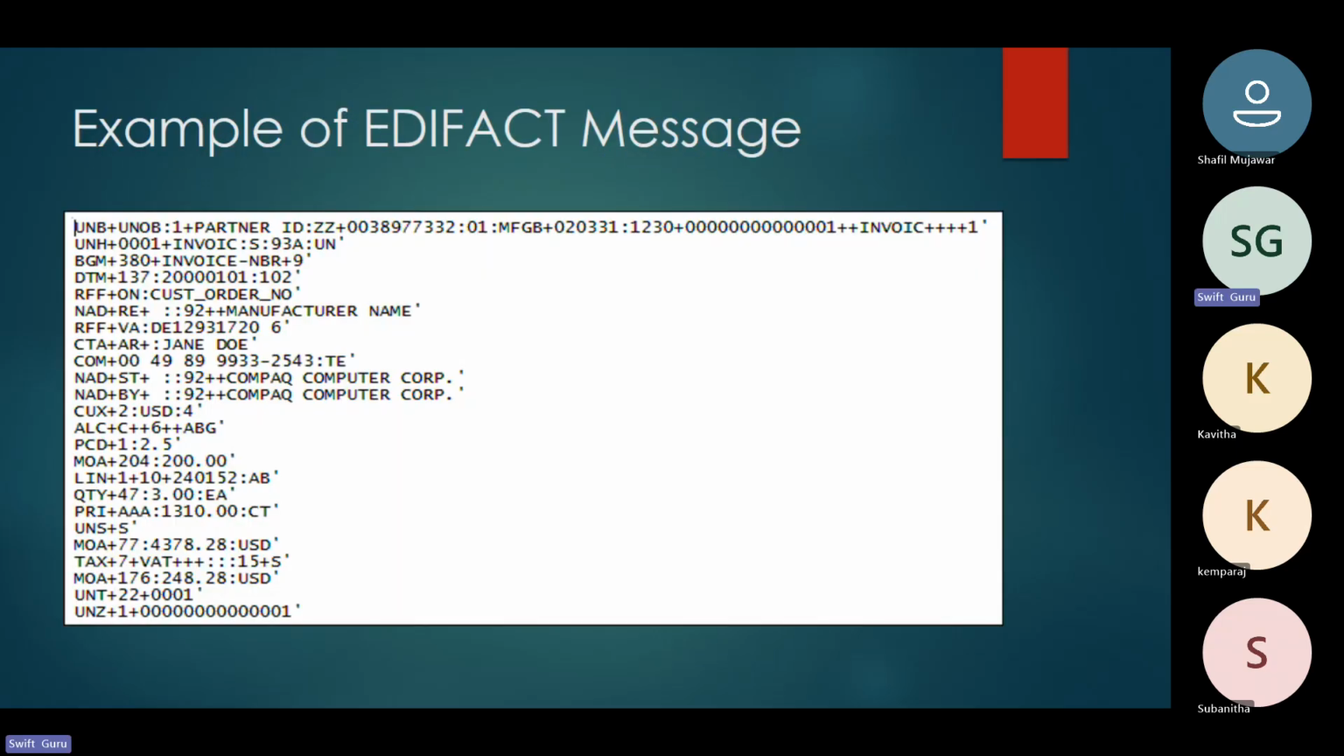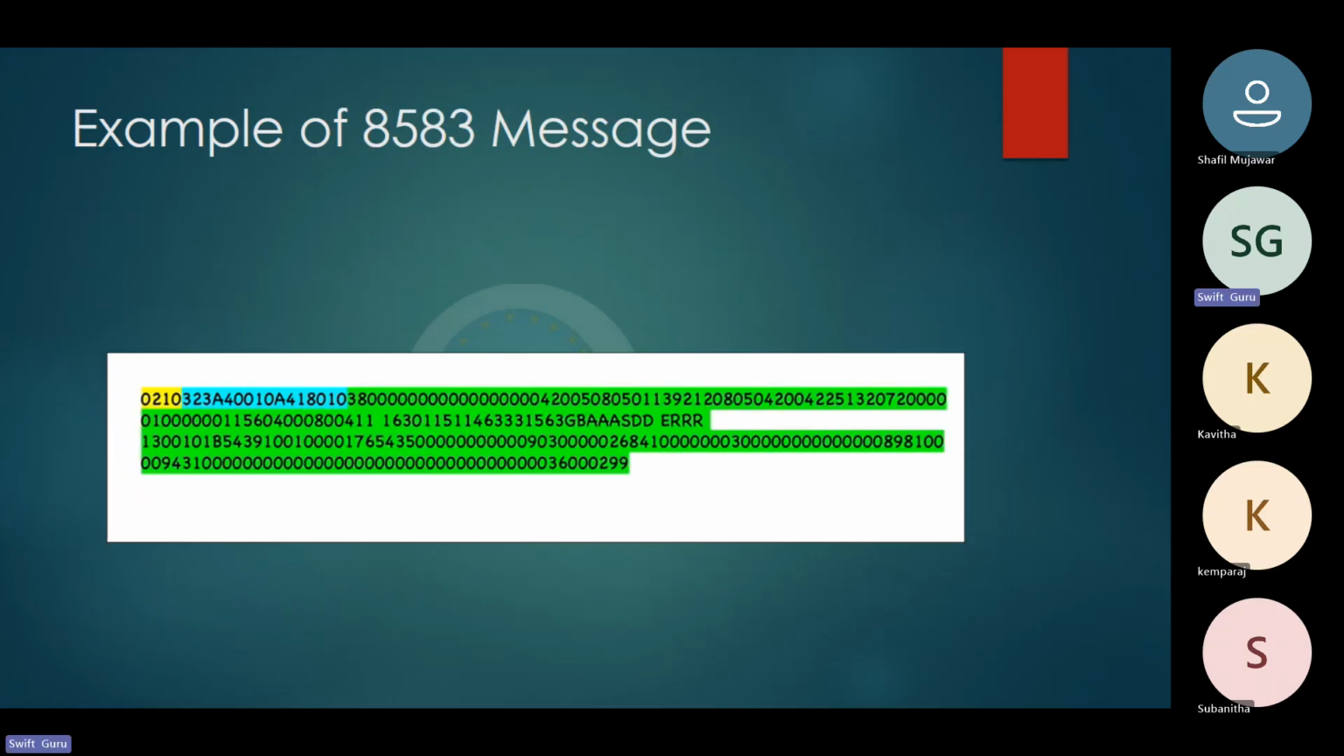To give you a look and feel, I have just extracted these from the internet to give you an idea of how the messages look. This is an EDIFACT message snippet. This is an ISO 8583 message sample example.